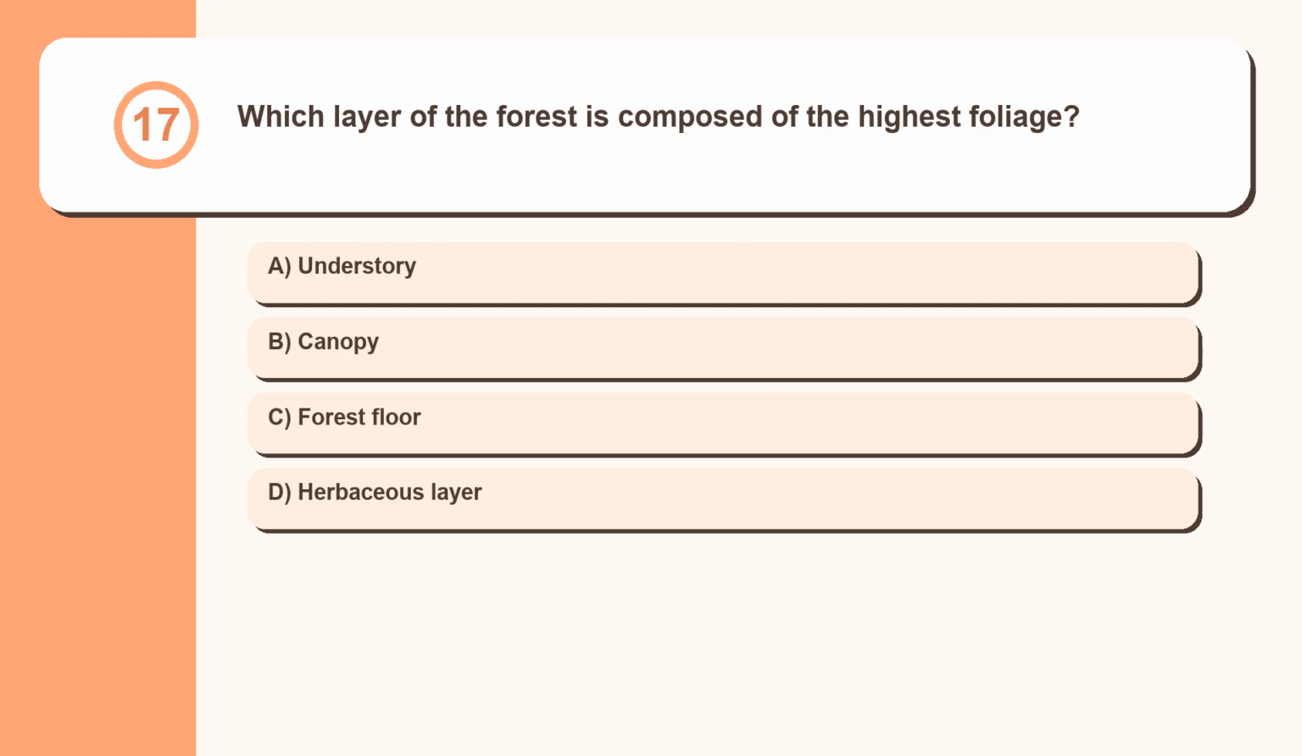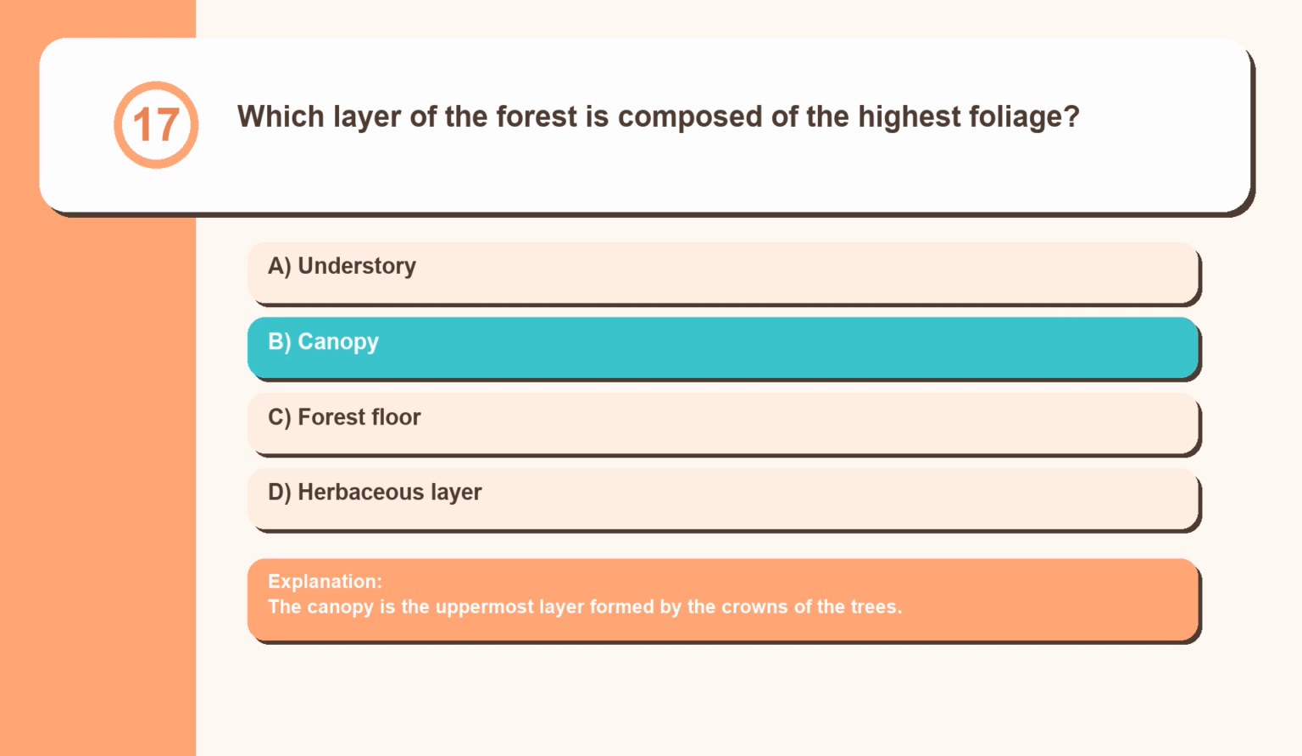Question 17. Which layer of the forest is composed of the highest foliage? Understory, canopy, forest floor, herbaceous layer. The canopy is the uppermost layer formed by the crowns of the trees.